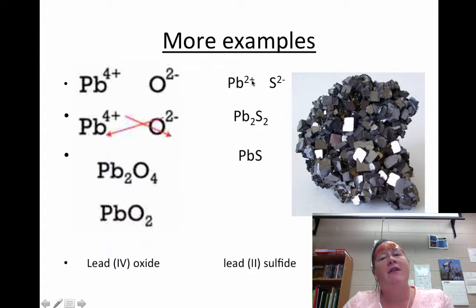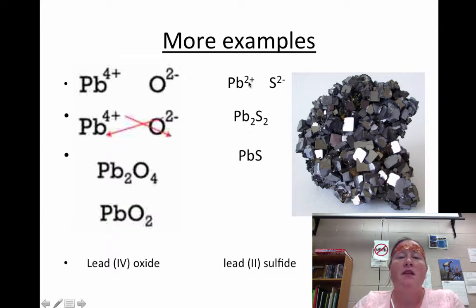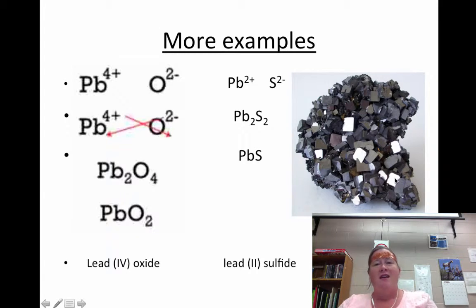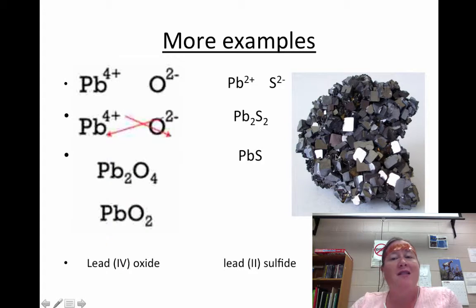Here's an example where you have opposite and equal charges. Lead with a +2 charge is called lead 2, or it's also called plumbous, as opposed to lead 4, which can be called plumbic using the classical naming system. So here we have lead 2 sulfide, or plumbous sulfide, with opposite and equal charges. When the crossover rule gets used, you can see that this can be simplified to PbS. Now the really exciting thing about this substance is this is our state mineral, and it's known as galena.